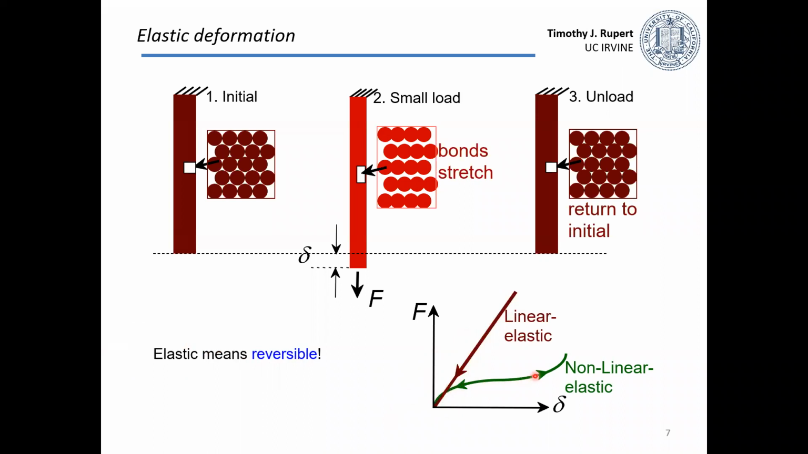You can also undergo a process like that, which has this curved shape of the green curve, which is nonlinear elasticity. Most metals and ceramics are linear elastic. Some polymers are linear elastic and some are nonlinear elastic.